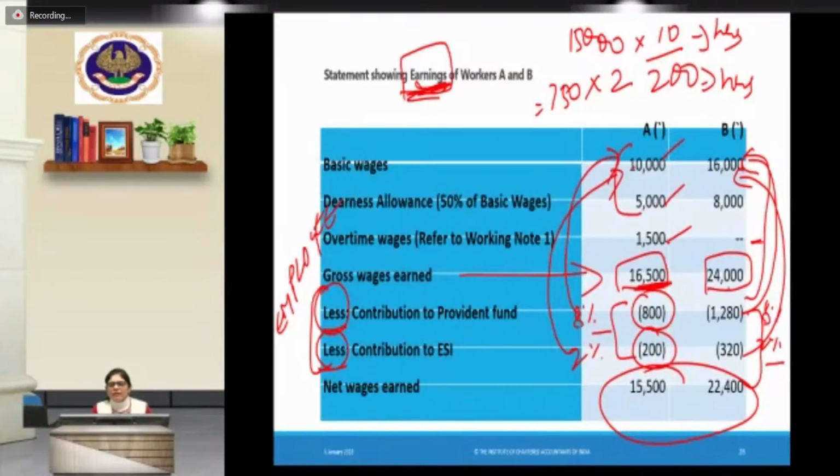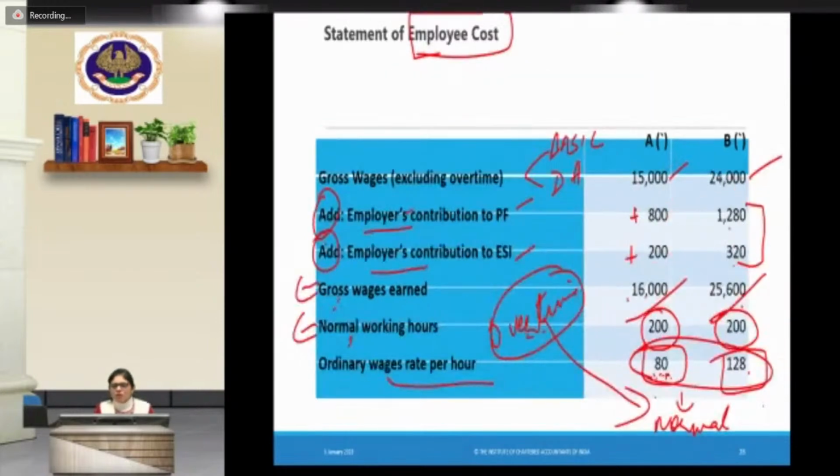We don't allocate the earnings to the jobs. We allocate the cost to the jobs. Clear? The employee cost we will allocate to the job, not the earnings. So the employee cost is 16,000 and 25,600 respectively. 16,000 for employee A and 25,600 for employee B.